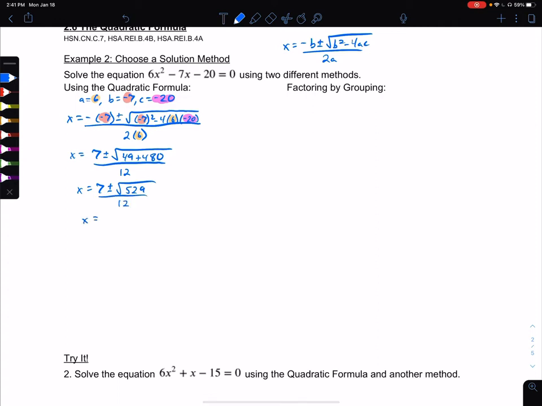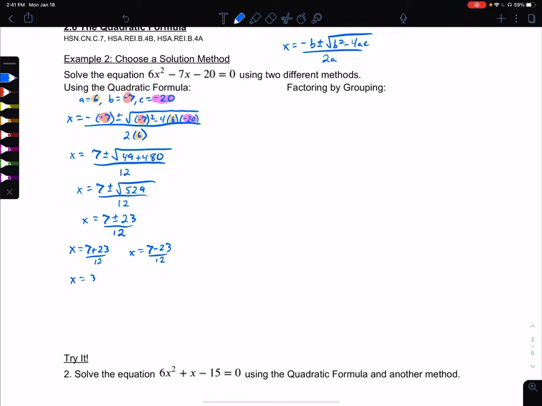529 just so happens to be a perfect square, and the square root of 529 is 23. You might not know that off the top of your head, but you can always check on the calculator. If it's not a perfect square, you would need to check to see if you could break that down. Now, this is one of the problems where you do need to split this up. We don't have a radical anymore, so I do need to split this into x equals 7 plus 23 over 12 and x equals 7 minus 23 over 12, because I need to solve these individually because they can be simplified.